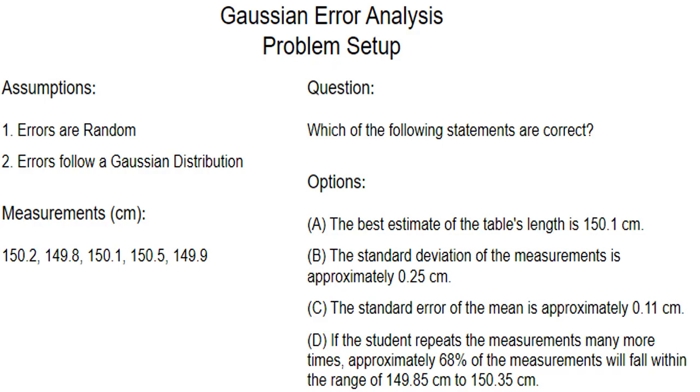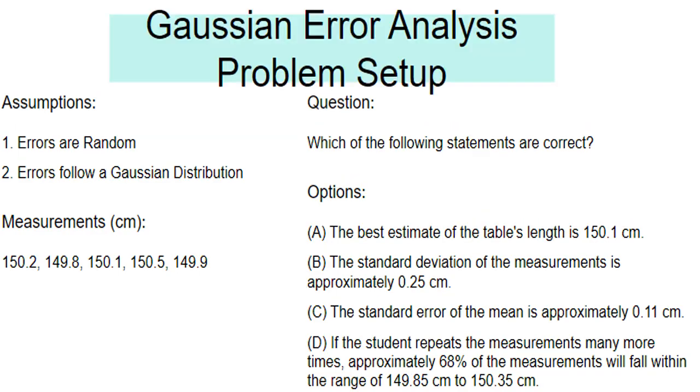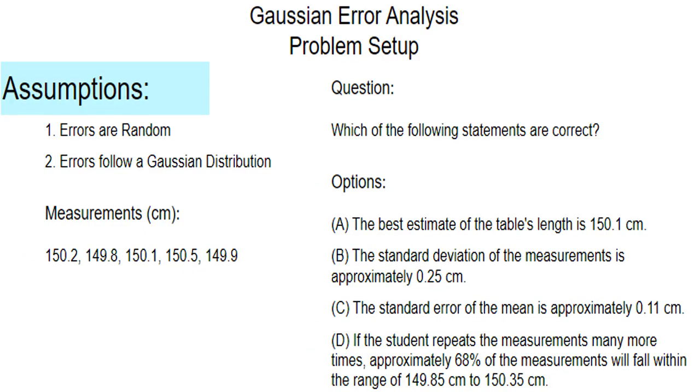Alright, the context is the setup for a problem involving Gaussian error analysis applied to a set of measurements. Important assumptions are made to simplify the analysis. These assumptions allow the use of specific statistical methods. The errors in measurements are random. Random errors fluctuate randomly around the true value, without any systematic bias. The random errors are assumed to follow a Gaussian distribution, also known as a normal distribution. This assumption is crucial for applying many statistical tools and tests.